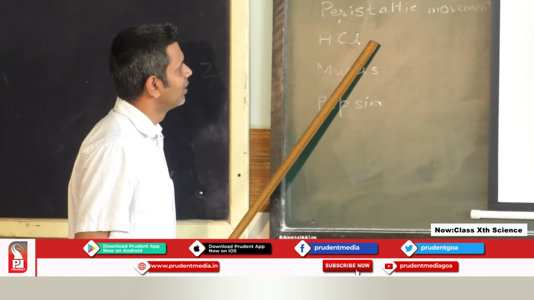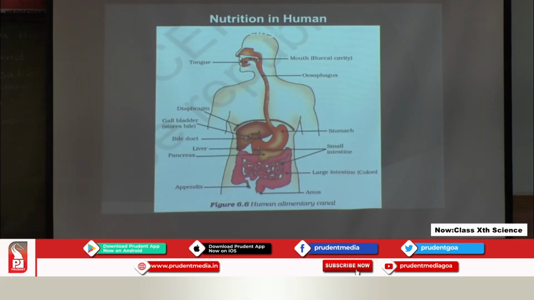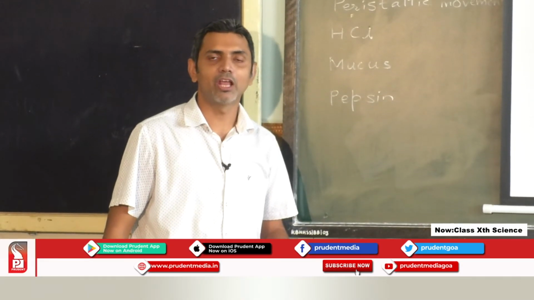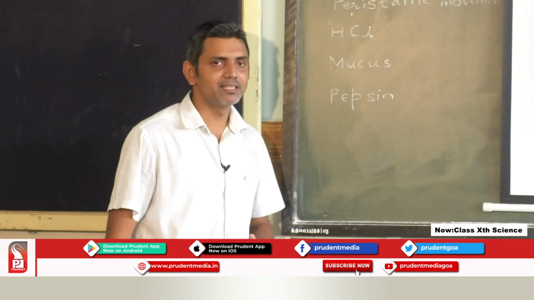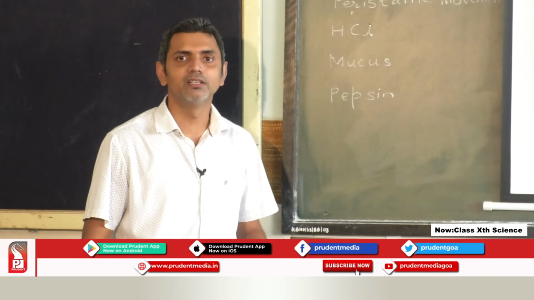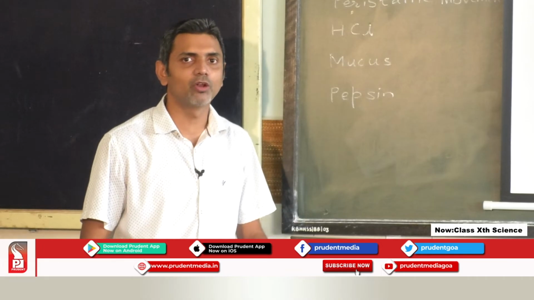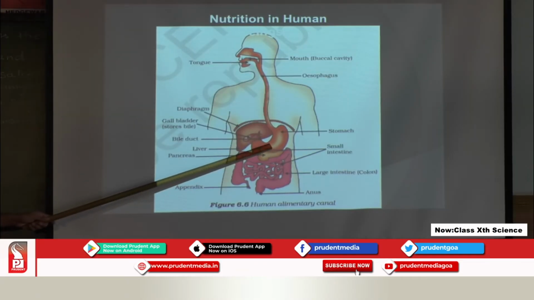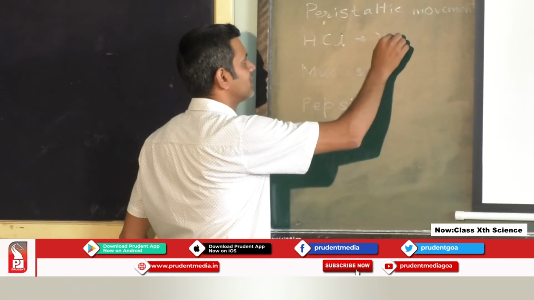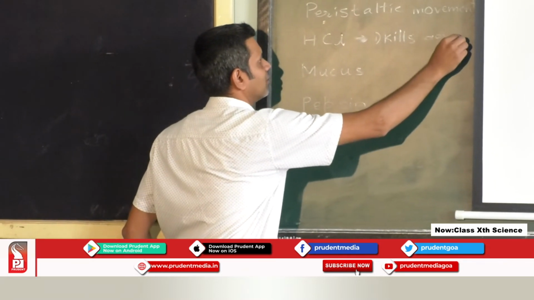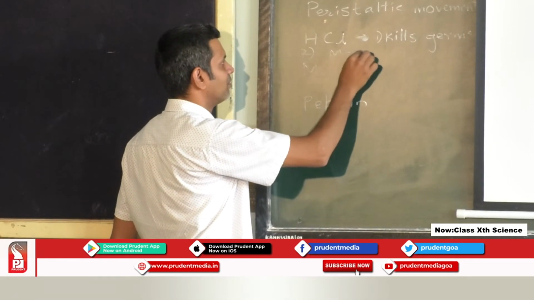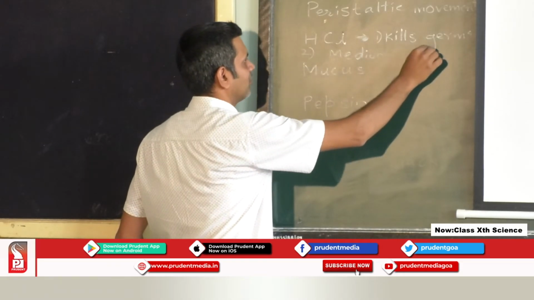When food enters the stomach, hydrochloric acid kills the germs that enter the stomach along with the food. So, hydrochloric acid plays a very important role. Hydrochloric acid also makes the medium acidic. In short, hydrochloric acid kills germs in the stomach and it also makes the medium acidic in the stomach.